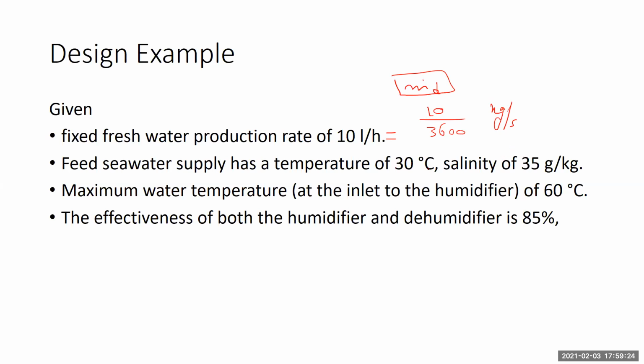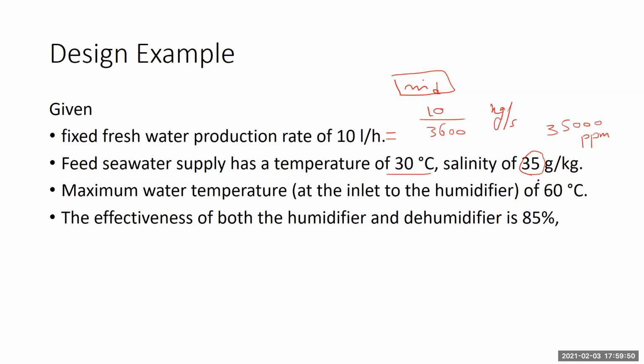Feed seawater, which is entering the dehumidifier, has a temperature of 30 degrees, which is the minimum cycle temperature. And the salinity is 35 grams per kilogram, or we can say that it is 35,000 parts per million. So this is a volumetric measure. And this is basically a mass measure for the salinity of the seawater which is being used.